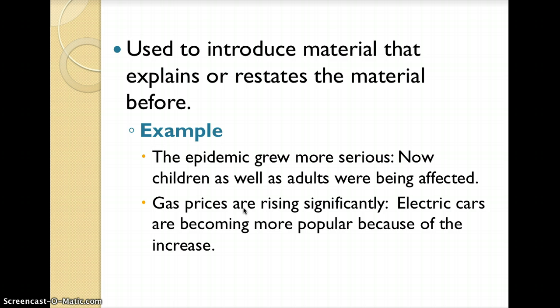And the same thing with the next example. Gas prices are rising significantly. Electric cars are becoming more popular because of the increase. We don't often use this. Most of the time we would just put a period there instead of a colon, but you are able to use a colon if you so choose.